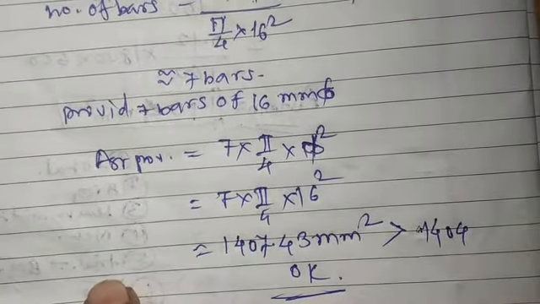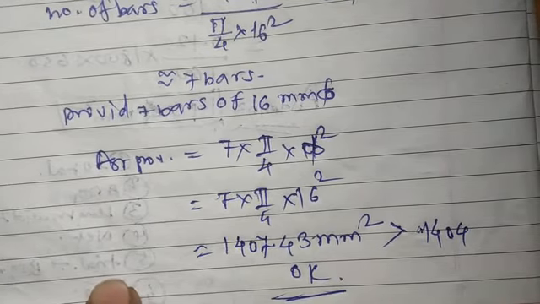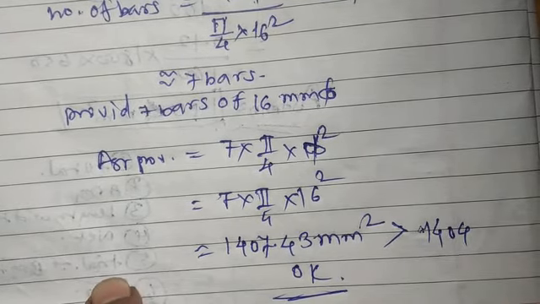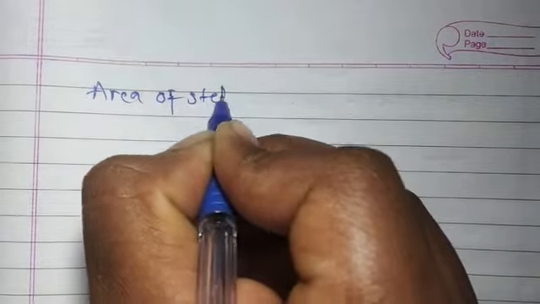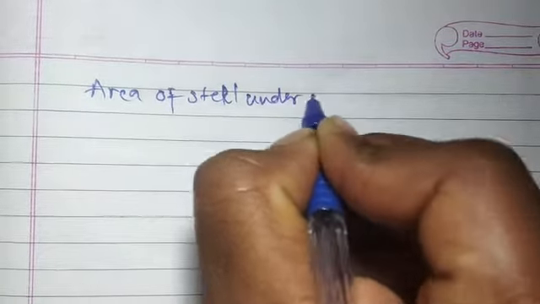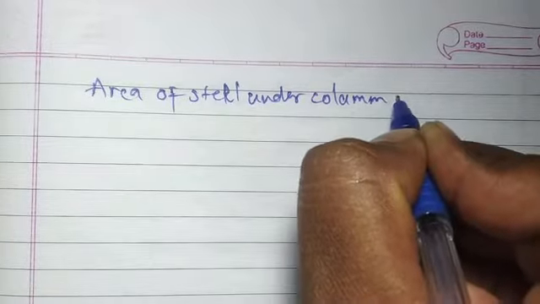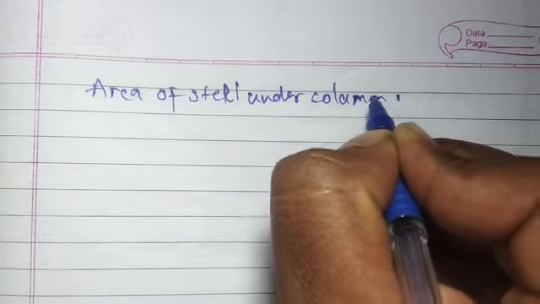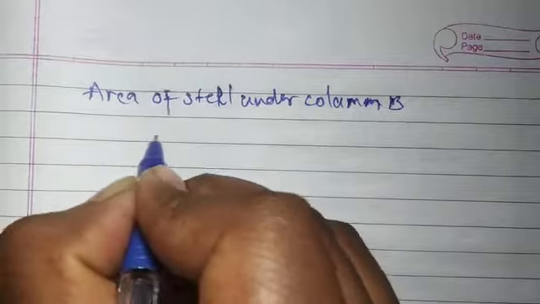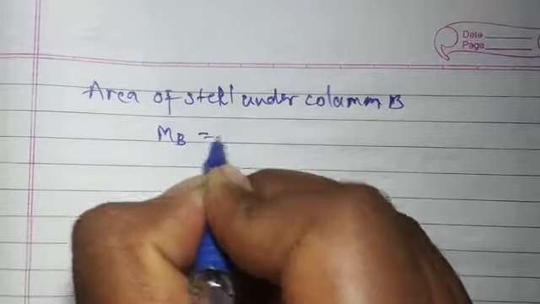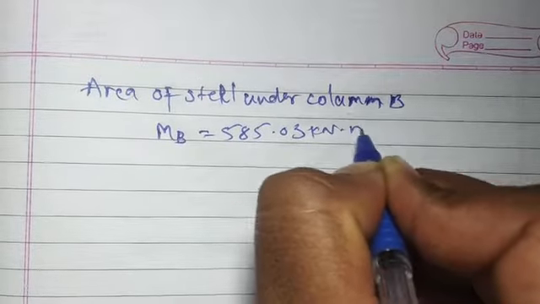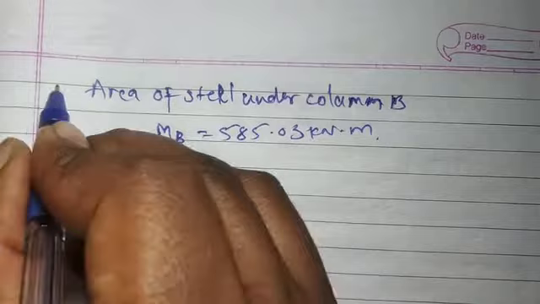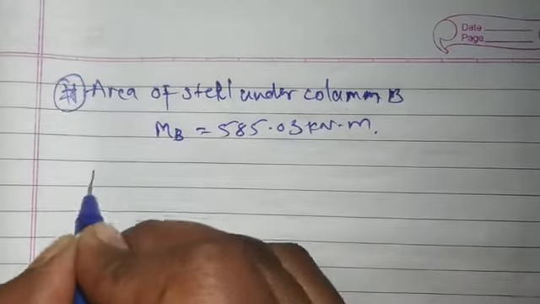Now similarly we'll calculate the area of steel under column B. For that we have to take the moment under column B, that is 585.03 kilonewton meter. So by using the same formula we'll calculate the area of steel. I will write the formula once again.